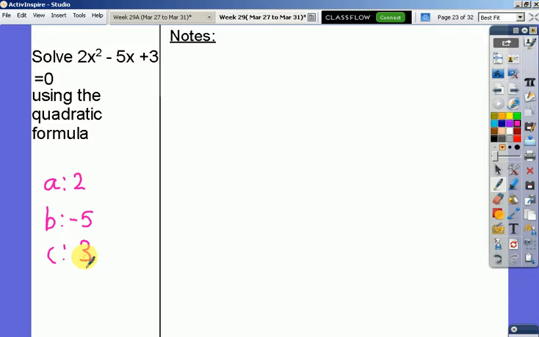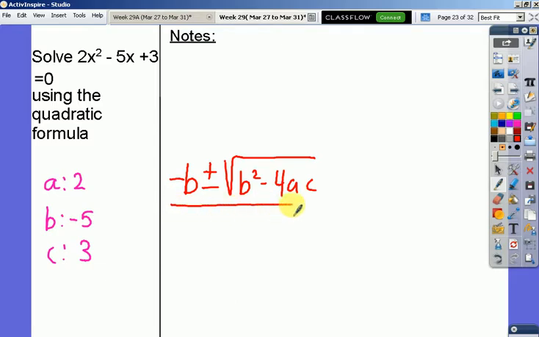Quadratic formula: opposite of B plus or minus the square root of B squared minus 4AC all over 2A. Okay? Memorize that and know it for the test. So I'm going to just replace everything with those terms. Opposite of B would be what? 5. 5 plus or minus the square root of B squared.